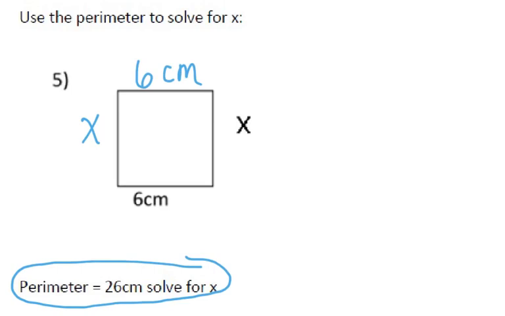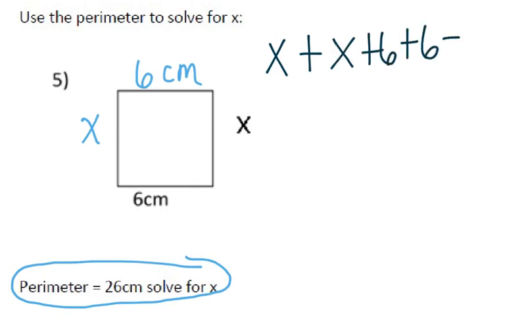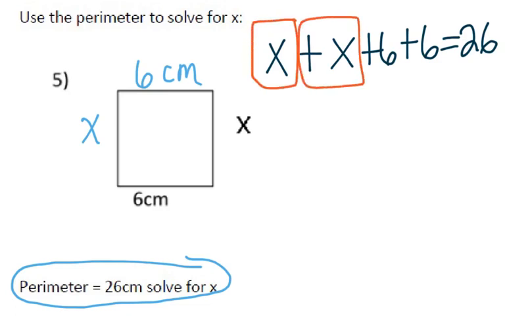So we're going to write an equation. So x plus 6 plus 6 is equal to 26. Now we need to solve this. So we're going to first combine our like terms. So we have x and x, which is 2x. And then we have 6 and 6, which is 12.